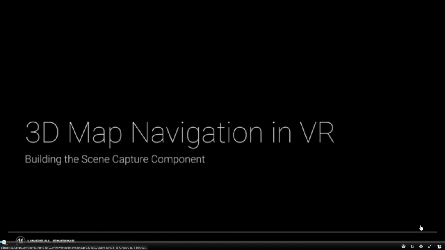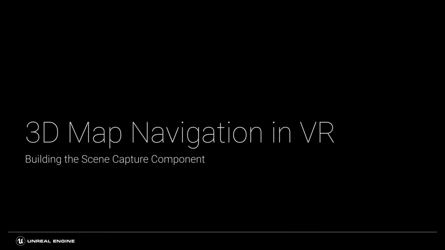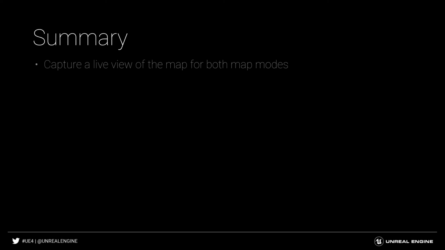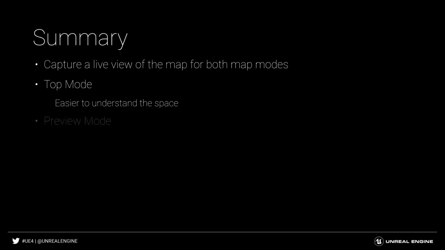To navigate in the level, we want the user to bring up a navigation menu showing a live view of the map where they can select a point of interest to teleport to. The top mode in the navigation menu makes it easier for the user to understand the space as they choose a new location, while the preview mode provides them a point of view of the location before they teleport there.